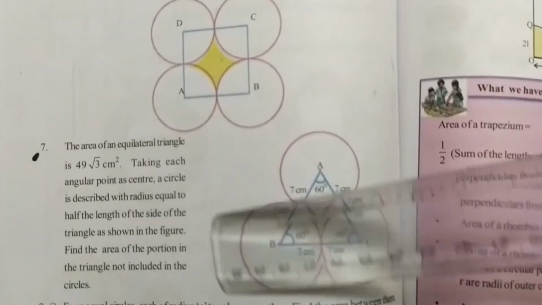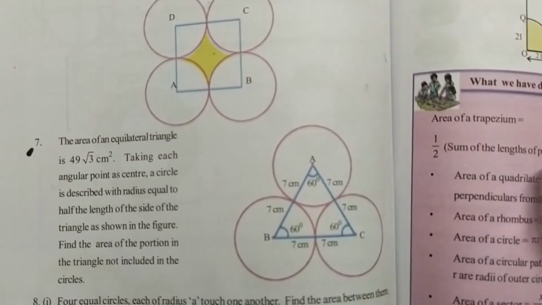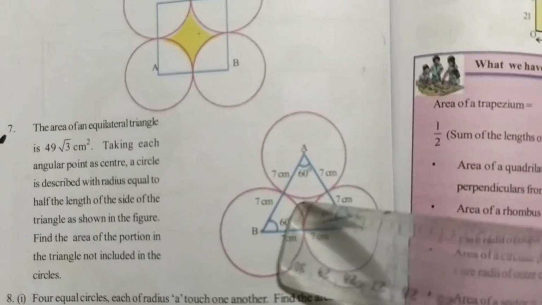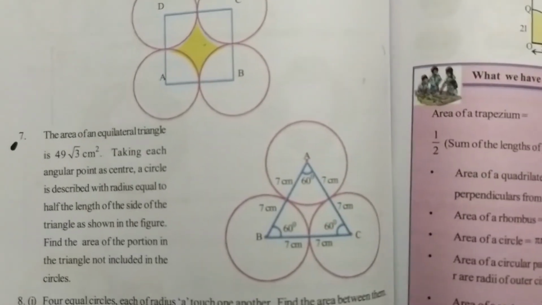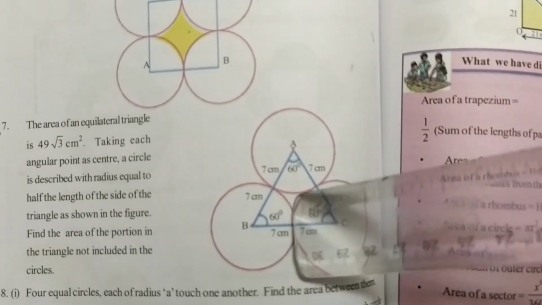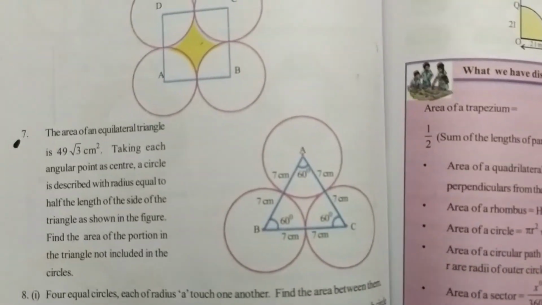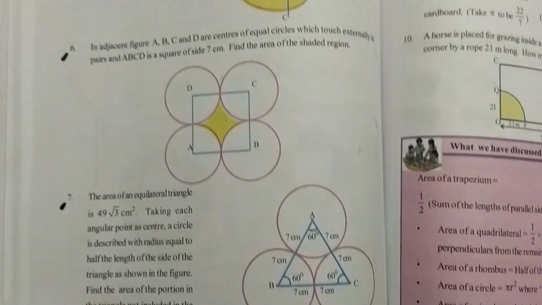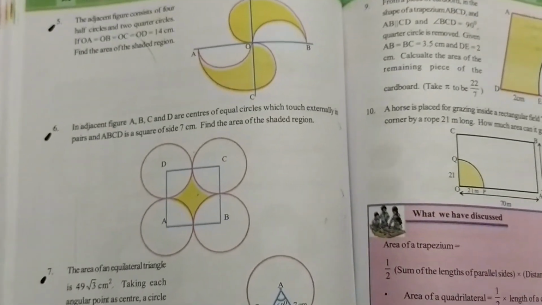And here you have to find the area of the portion in the triangle not included in the circles. That is, in the middle, this region is there, you have to find the area of that region. Do it, students. Today's session is over. These three are your today's homework.